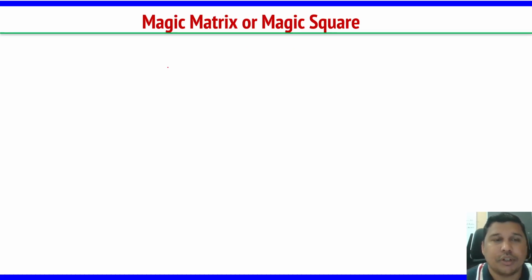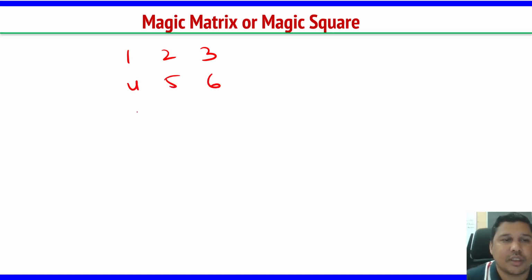Okay. So there are two questions which are important from this concept. One: given a matrix, find out whether that matrix is a magic matrix or not. Suppose I give a matrix like this, verify whether this is a magic matrix or not. This is one kind of problem.